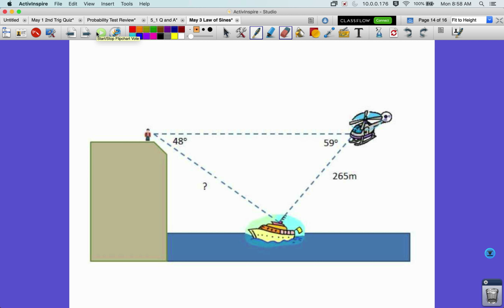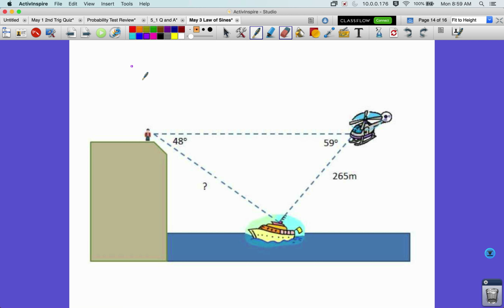Okay, we can use law of sines to figure this one out. So you've got a person on a cliff who's looking out at a helicopter. The helicopter is looking down at this boat, and the helicopter can measure this distance here and this angle, and this person can measure this angle. If this helicopter radios this guy that information, can he figure out how far he is away from the boat? Well, we just use law of sines.